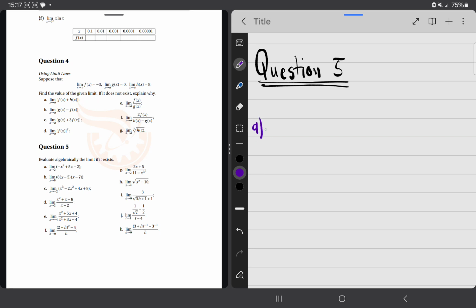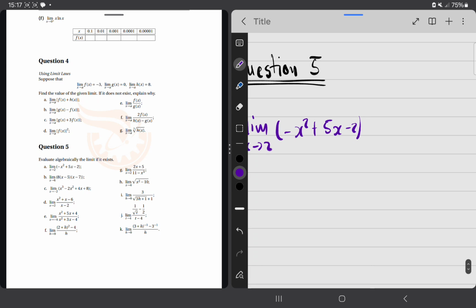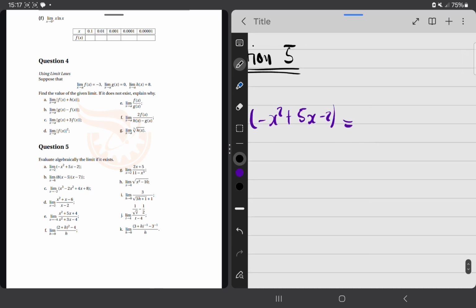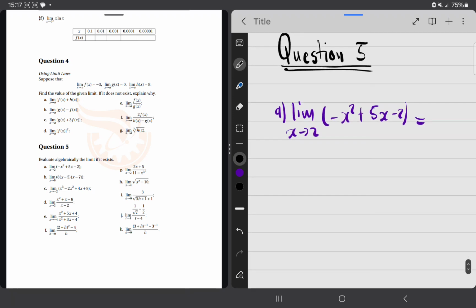The first one is saying the limit as x goes to 2 of negative x squared plus 5x minus 2. Here, this has no fraction. So, of course, we are going to use the method of substitution. We could do it the long way or the short way. All we are going to do is just substitute wherever there is a variable.